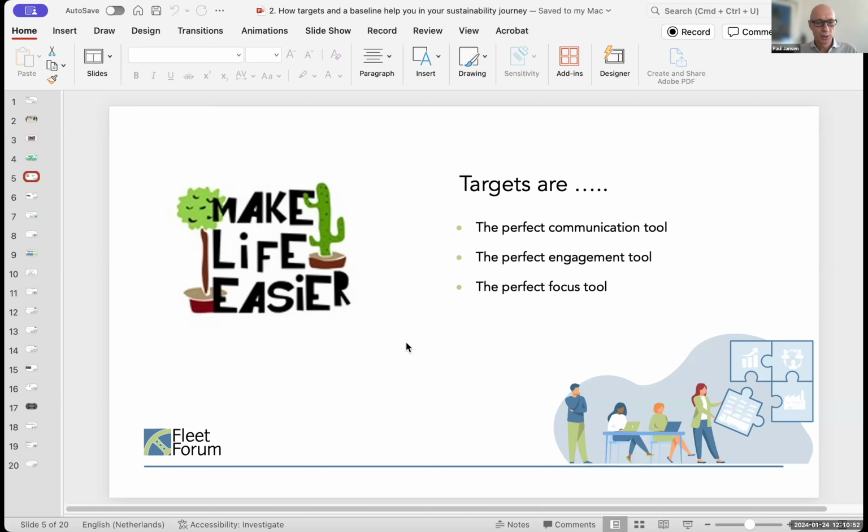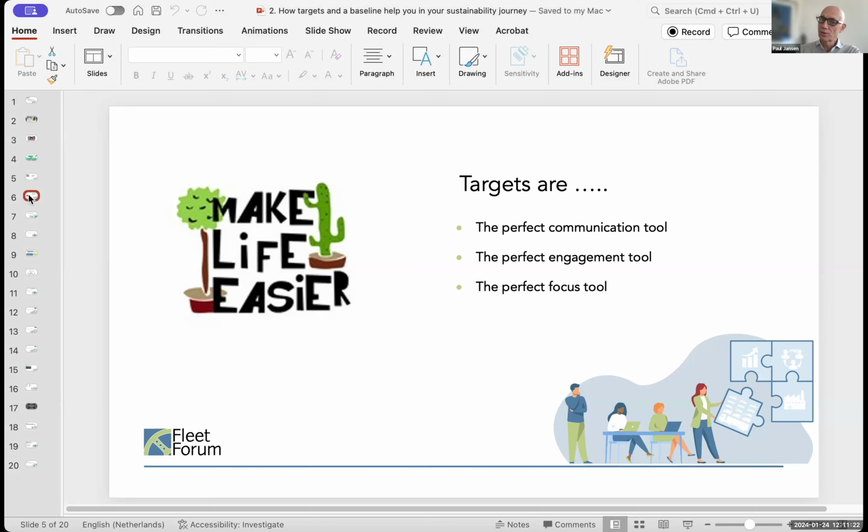And it's the perfect focus tool. Extremely important that you choose your battles, so to speak. What are the few topics that you want to realize this year, where you can focus on? So targets make your life easier in that sense. You know exactly what you want to do. You can communicate it very clearly. You can engage people. And it's a great way to focus.